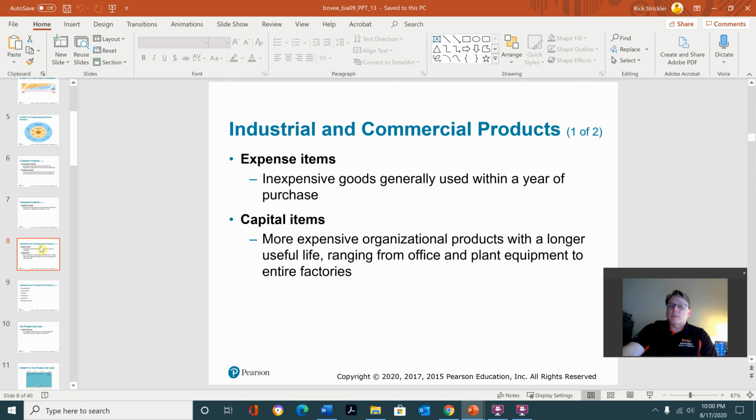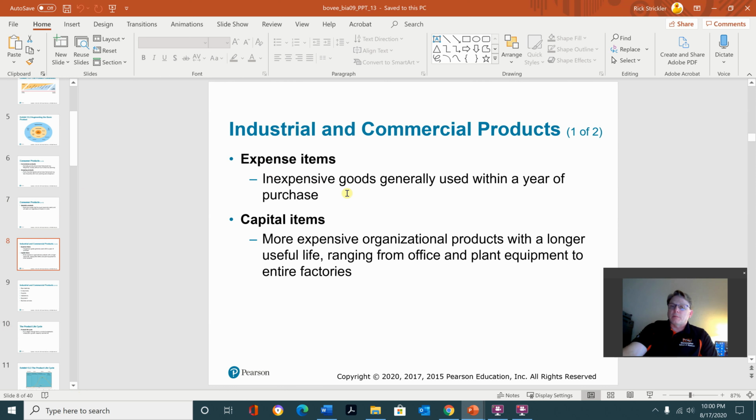Industrial and commercial products, expense items: inexpensive goods generally used within a year of purchase. In other words, you're expensing them out. Okay, you can write off 100% of what you purchase.